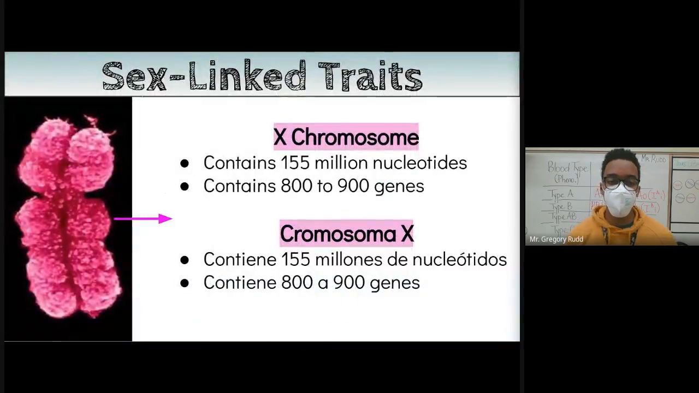All right. So sex-linked traits, nothing to write down yet. I will tell you when you need to start writing. You'll see some stuff highlighted in yellow. But sex-linked traits appear on the X chromosome. The X chromosome contains about 155 million nucleotides. So those nucleotides, of course, are the A's, T's, C's, and G's. The X chromosome carries about 800 to 900 genes on it. So that's a pretty significant portion of all of the genes that make up human beings. We've got about 30,000 genes. So 900 of them are located on this X chromosome. That's just under 3%.